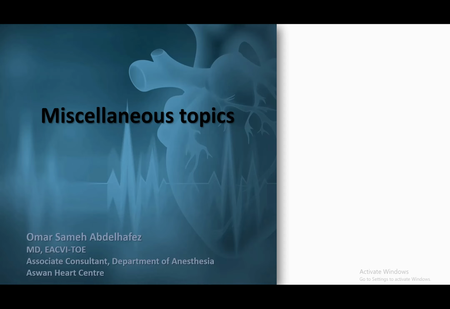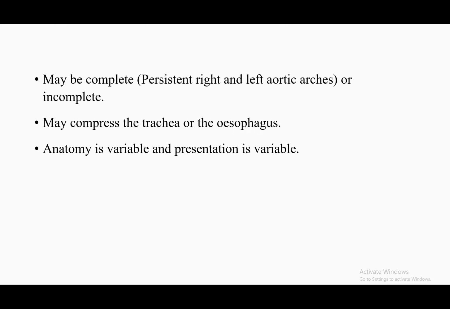We'll talk about some miscellaneous topics in cardiac anesthesia. The vascular ring. The vascular ring may be complete, whether persistent right and left aortic arches, or incomplete, may compress the trachea or the esophagus. The anatomy is variable and presentation is variable.